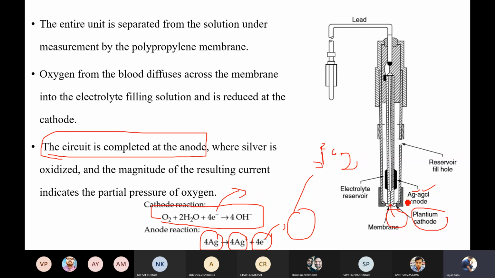That means initially when the oxygen diffuses here at the cathode, what happens? The oxygen gets added and 4 OH ions will get formed there. And then what happens at the anode level? At the anode you have silver, so this silver will get divided into silver plus 4 electrons. That means the silver is going to emit 4 electrons there. So these 4 electrons directly represent the PO2. If the electrons are more, that means PO2 is more. If the electrons emitted are less, that means PO2 is less. That is the reason why we have used the silver there.